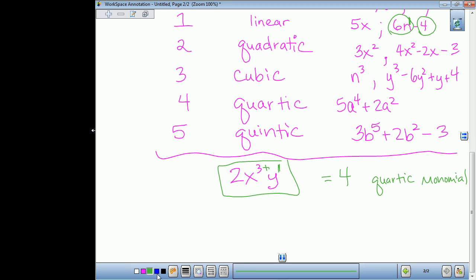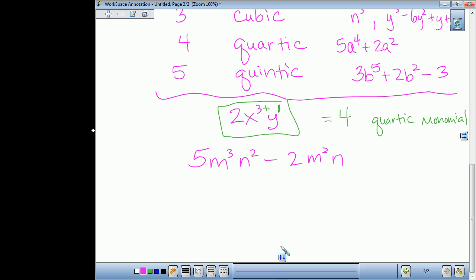Okay? So the only other thing I think we could see is something like this, where we might have m to the third n squared minus 2m squared n. So when we look at these, it's got 1, 2 terms. Does everybody see the 2 terms? The 2 terms are separated by the minus. So we know it's a binomial.